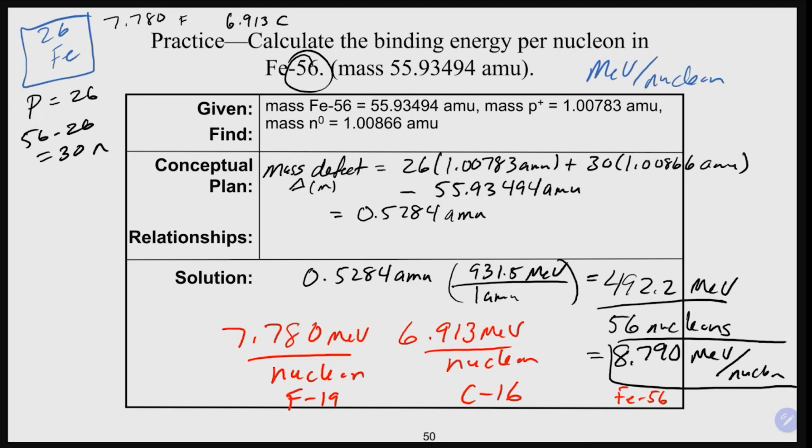The one that's the most stable is iron 56, just like we saw on that chart. It has the highest nuclear binding energy per nucleon. In this group, carbon 16 would be the least stable of those three because it has the least nuclear binding energy per nucleon. Any questions on that? All right, we're going to lay it up there for today.